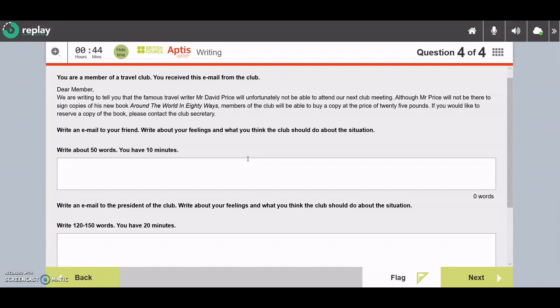Now, we are writing a test. We're going to write an email to a friend regarding Mr. Price's inability to attend the club meeting. Now, as you can see, this is something that is disappointing. It's a problem. So essentially what that means is that I am probably going to be sad about it, or angry, or frustrated. And that's what I need to talk about when I email my friend, and after which when I also email the president of the club in the formal email.